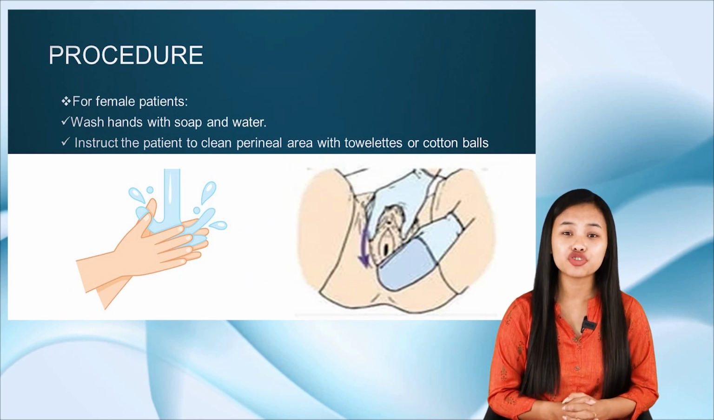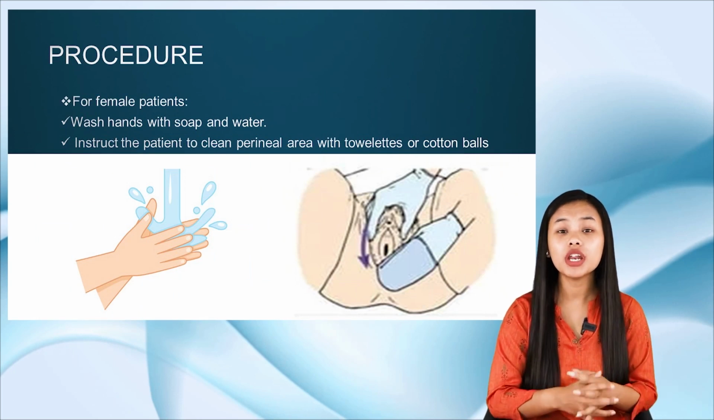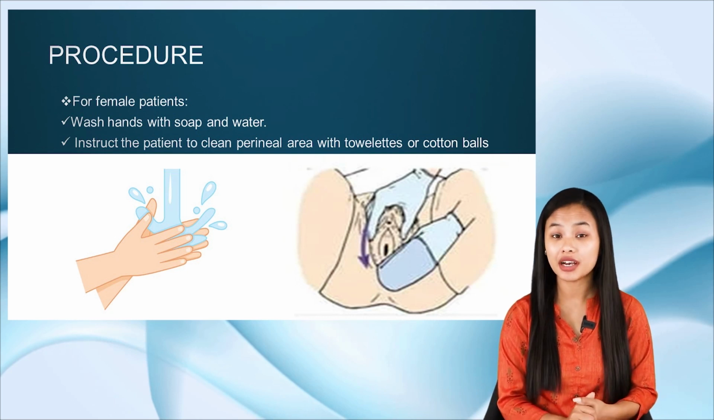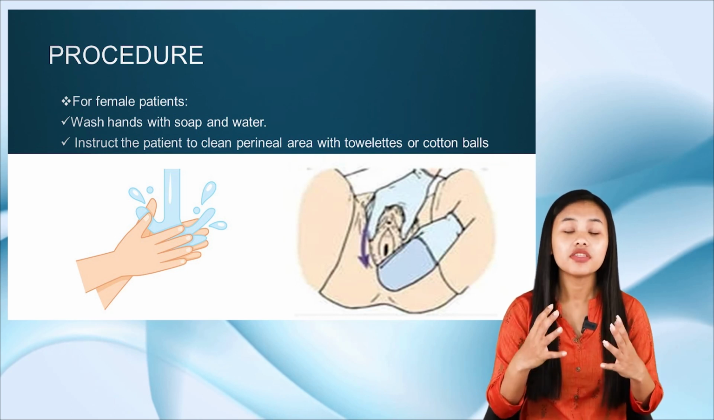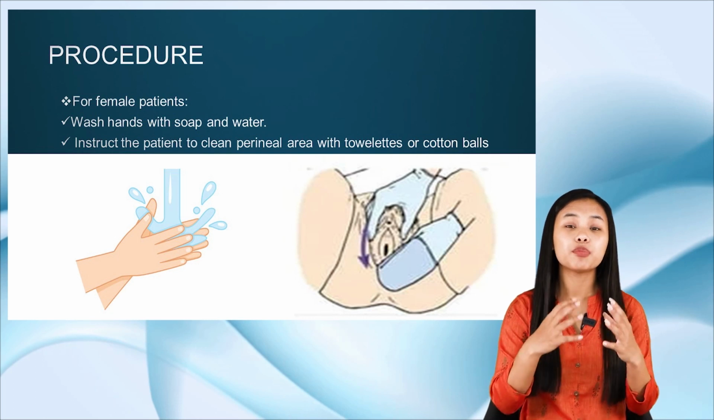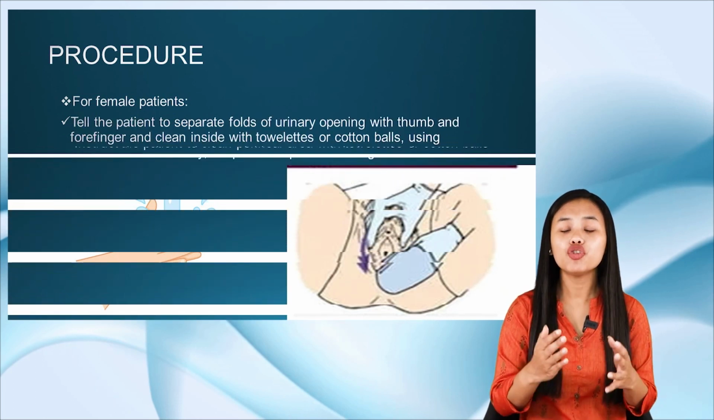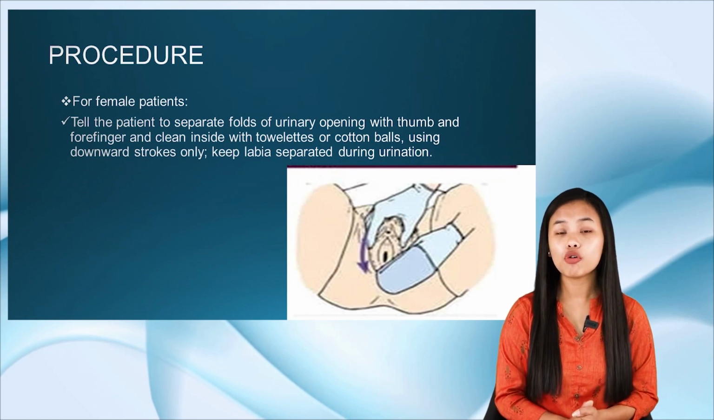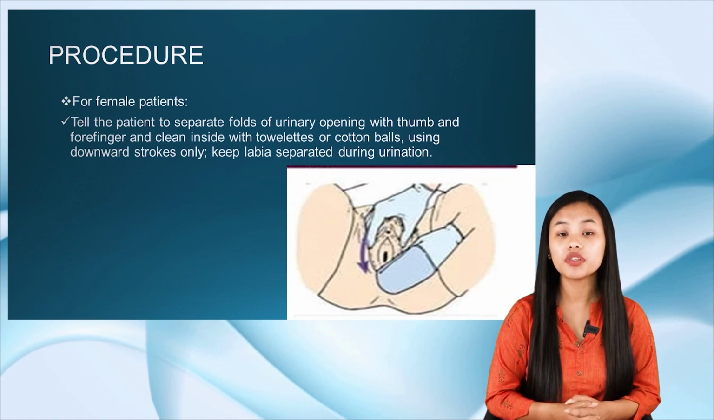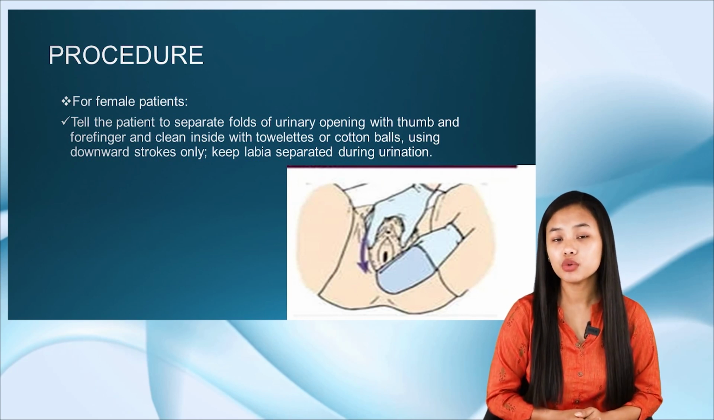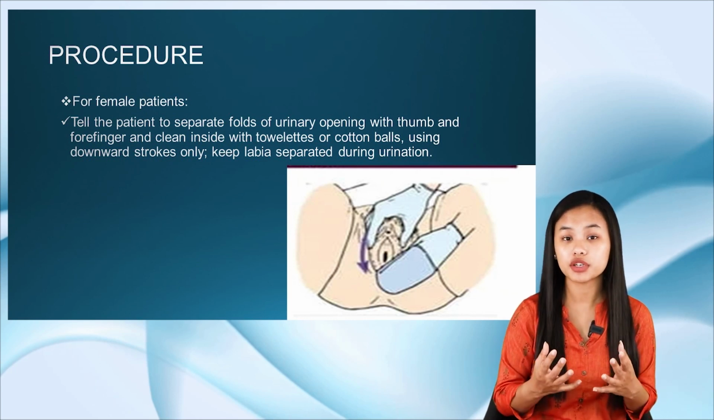So if this has to be done for a female patient, then here you must make sure that you advise them to first wash their hands with soap and water. Then you must advise them to clean their perineal area with towelettes or even with cotton balls. You must advise them to separate the folds of the urinary opening with their thumb and fingers and clean inside with the use of the towelette or the cotton balls.